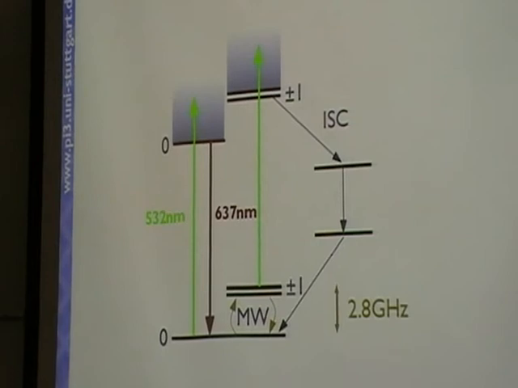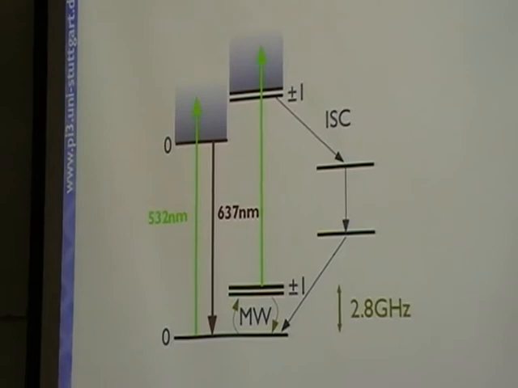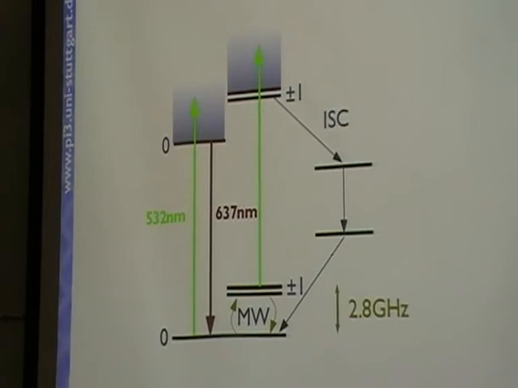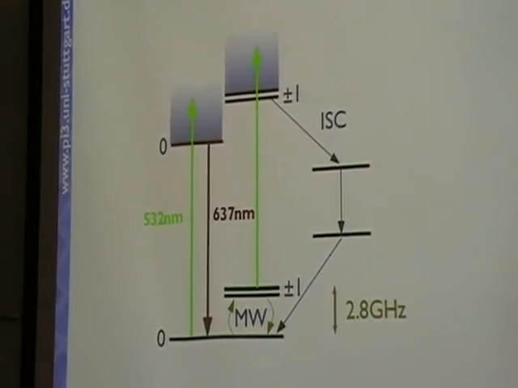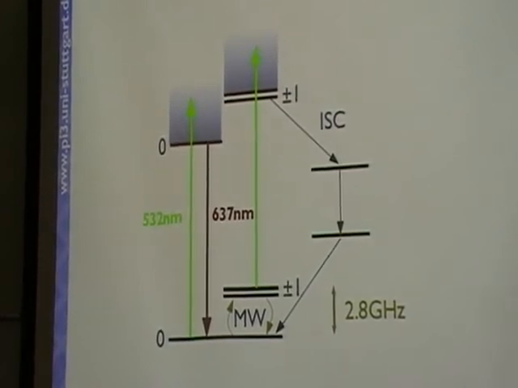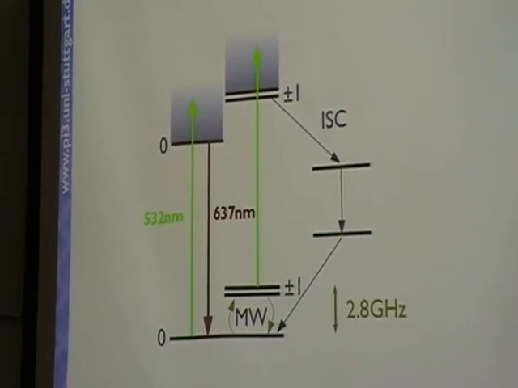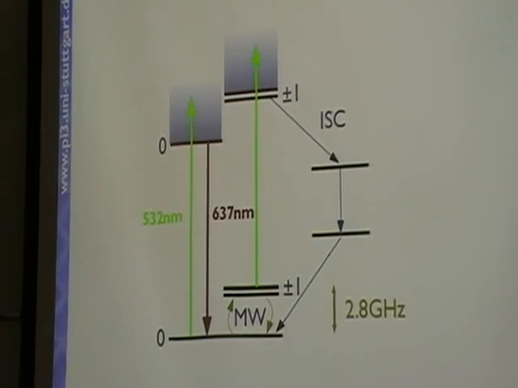And the interesting point is now that we can play some games with this one, basically shining in some radio frequency, or not radio frequency, but mobile phone frequency here. So we can cycle this round and round. And the interesting point is, from the 0 level, we get fluorescence out of here. And from the plus minus 1 levels, it's pretty likely that the system undergoes an inter-system crossing to the singlet metastable state, and then it goes back to the ground state. So this is a kind of optical spin readout of the system.